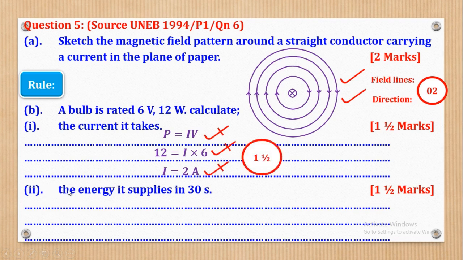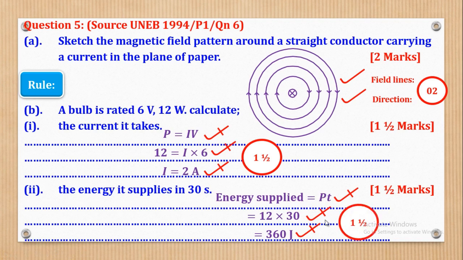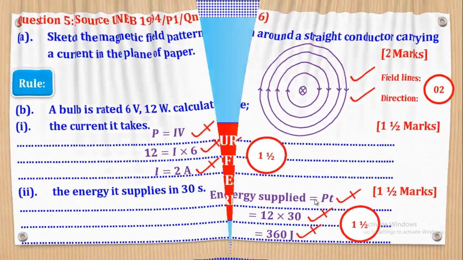Now Roman 2 says that calculate the energy it supplies in 30 seconds. So 30 seconds is the time, so we know the time. Therefore we shall say that energy supplied is equal to power times time. Power is 12 watts and time is 30 seconds. So when I multiply the 2, I'll come up with 360 joules as my energy supplied. Therefore half a mark will be for the correct formula, half a mark for substitution, half a mark for the final answer. That's how the 1.5 marks could come about.